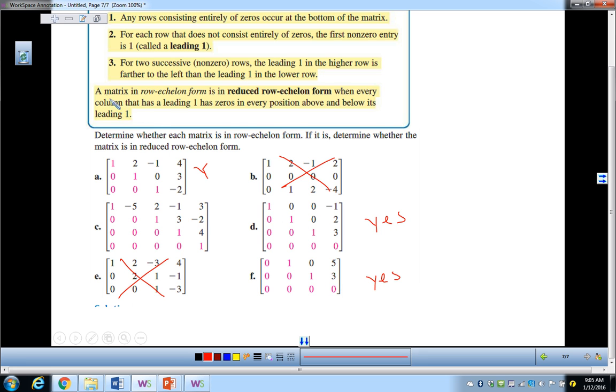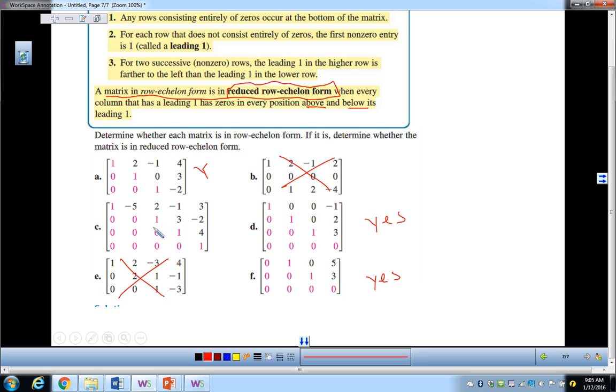Now this thing called reduced row echelon form, I'm not going to worry too much about it because it's really hard to get it into reduced row echelon form. But when every column that has a leading one has zeros in every position above and below its leading one, then it's said to be in reduced row echelon form. So is this one in reduced row echelon form? No, because there's a two above this one. See? Okay? We already got rid of this one.